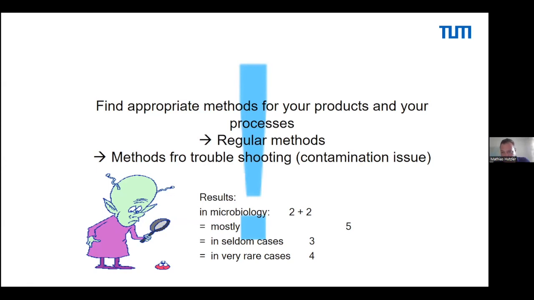A nice picture of an old colleague of mine, Mr. Engelmann, who visited probably 1,000 breweries or so in his career. And he always said in microbiology, 2 + 2 is mostly 5, in seldom cases 3, but in very rare cases 4. That means often you have to look very long for a contamination and find the right source, because the source often is a little bit at the beginning of the process, and you detect it later.